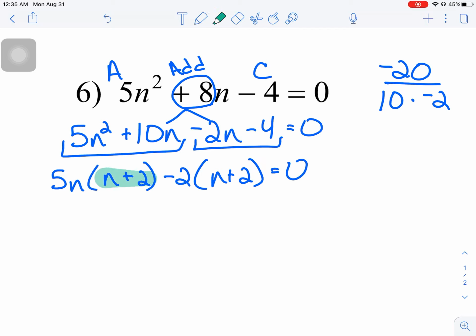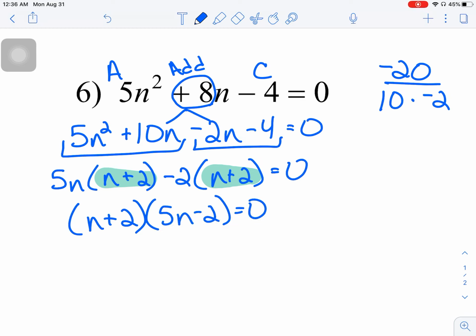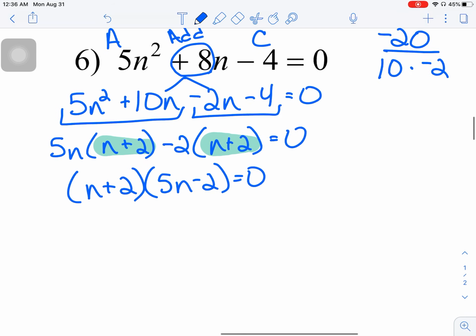Quick check, those two parentheses sets are in fact identical. So that becomes the next GCF I'm going to take out of the whole problem, leaving behind 5n minus 2. So you've now factored your problem.